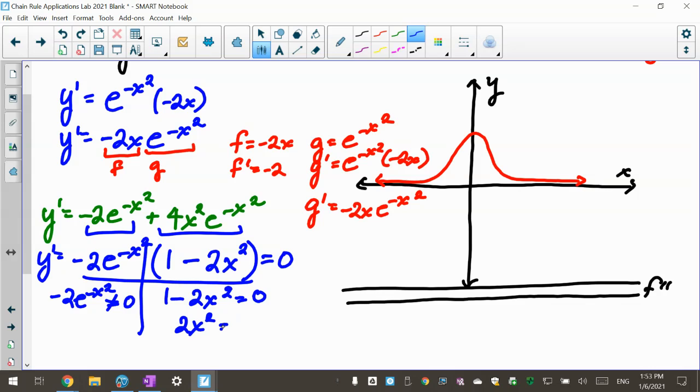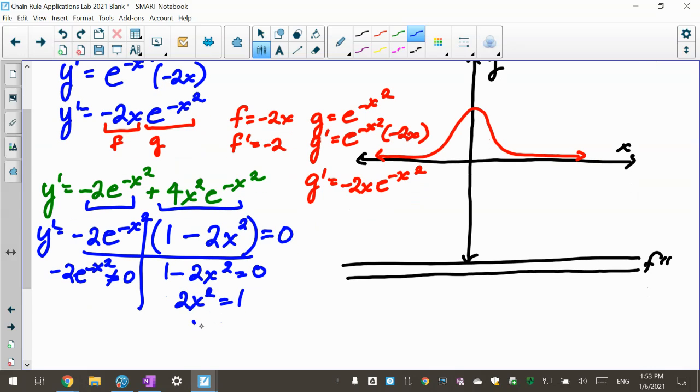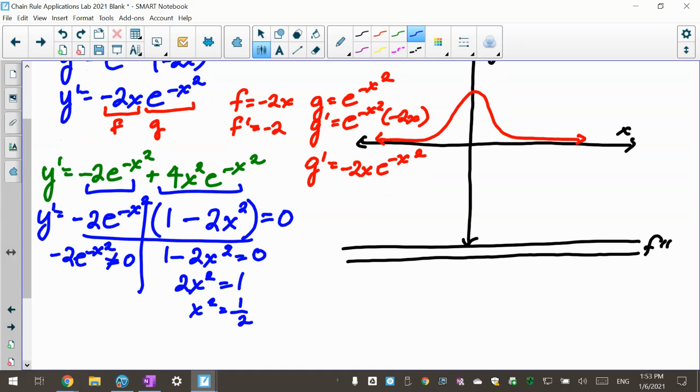2x squared equals 1. x squared equals 1/2. And I'm going to take the square root of both sides, but be careful when you do, you have to do your plus minus. So x is going to be plus minus radical 1/2. And you don't have to rationalize it. That's going to be perfectly fine. So that just tells me that negative radical 1/2 is here. It's a negative sign. Positive radical 1/2 is there.